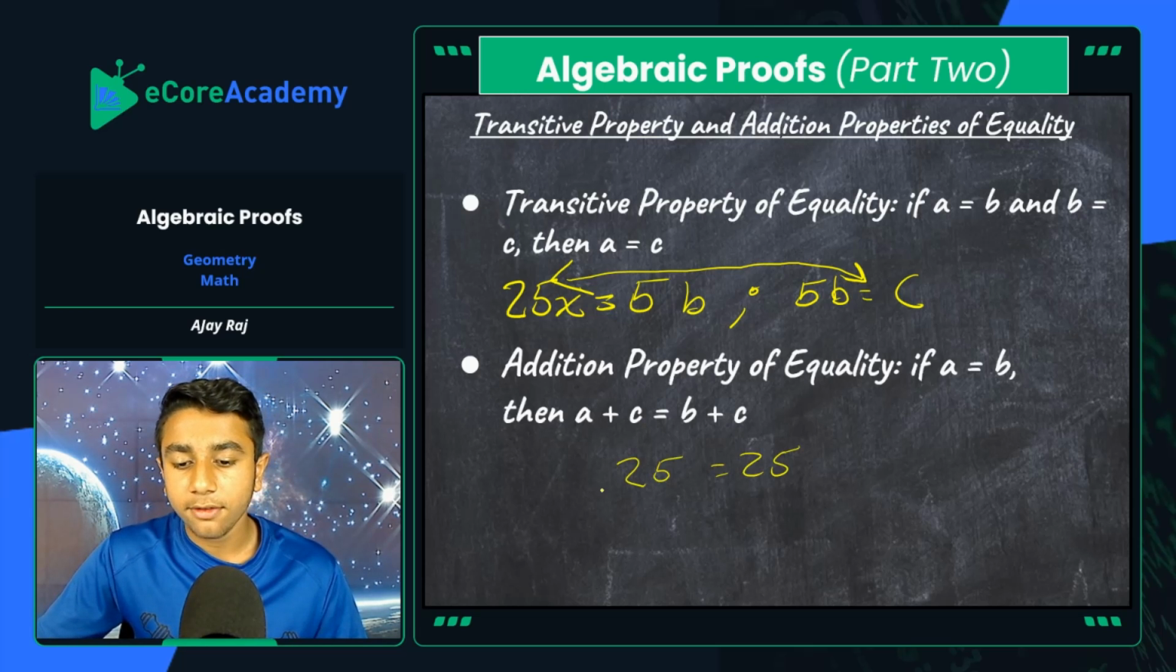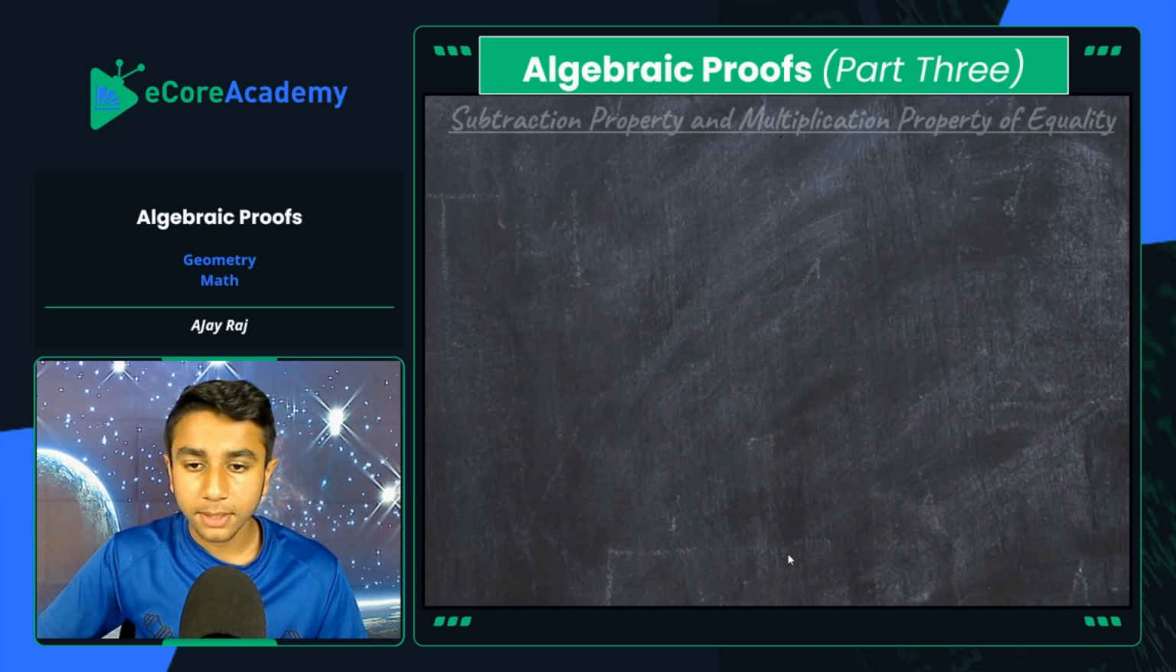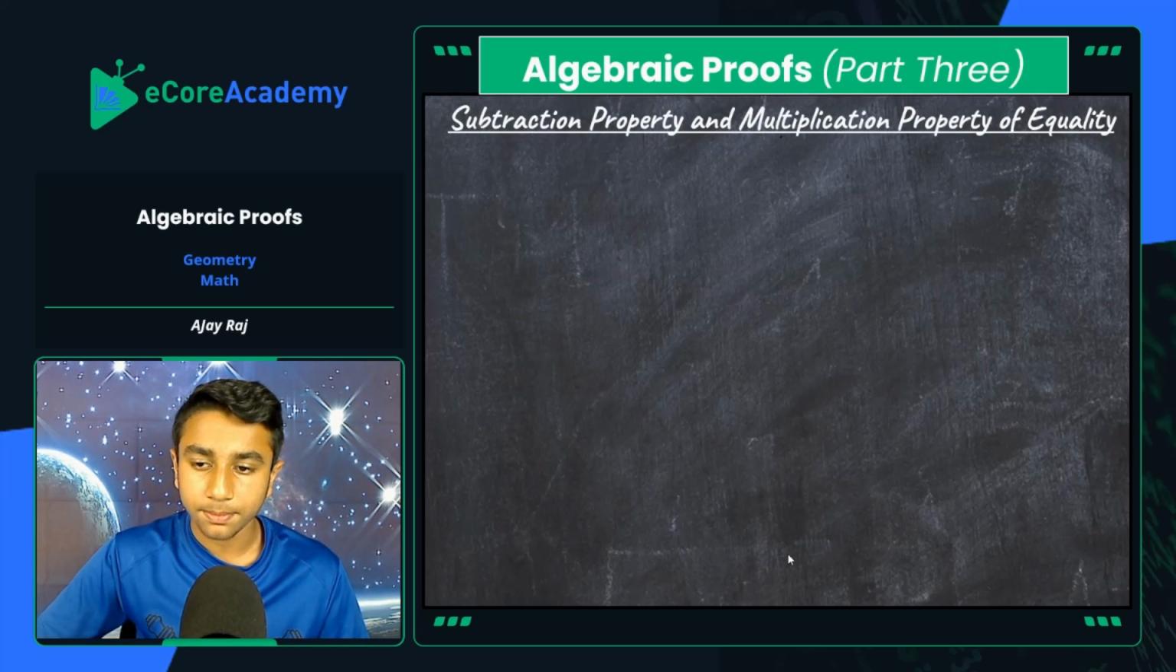If we add 5 to each side, it's going to state that 30 equals 30, which means that this equation will always be true. So it's a very simple equality statement. Now we're going to move on to algebraic proofs part 3. This is our subtraction property and multiplication property of equality.